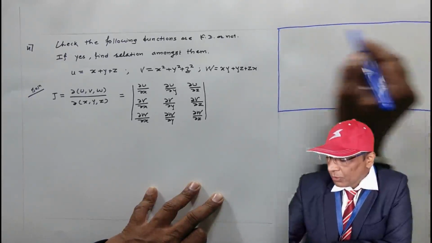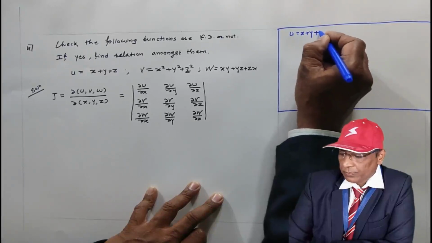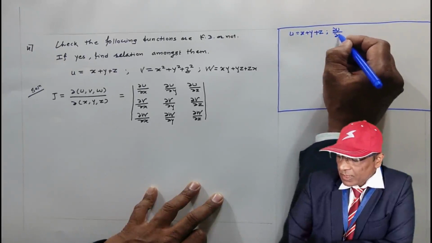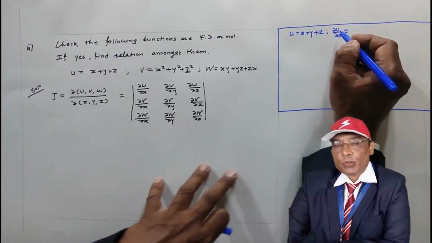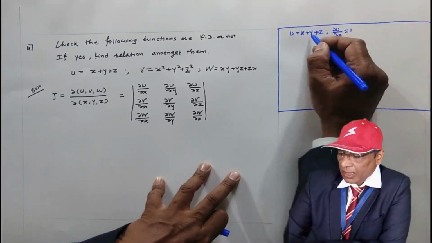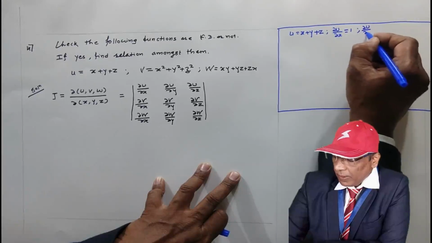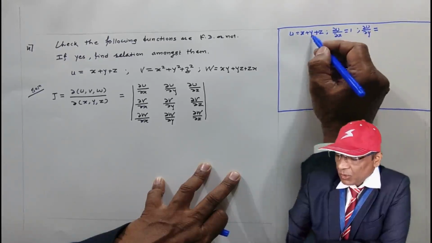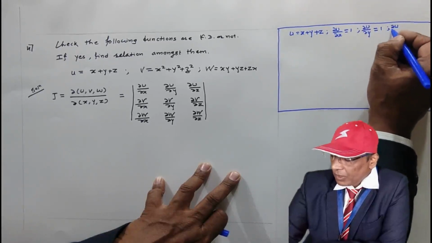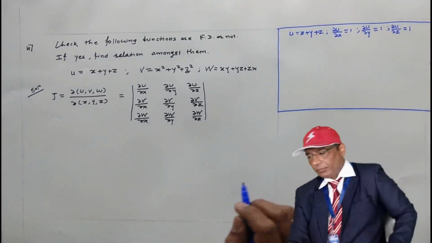See, what is u? x plus y plus z. This is u. Del u by del x, derivative of u with respect to x, keeping y and z constant. Derivative of x is 1, derivative of y is 0, derivative of z is 0. Del u by del y, derivative with respect to y, keeping x and z constant, it will be 1. Del u by del z, again it is coming to be 1.